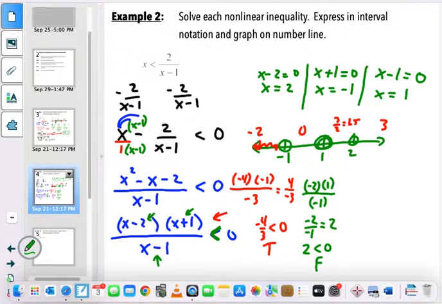A value in between 1 and 2, we picked 1.5 or 3/2 there. So 1.5 minus 2 there, we get a negative 1/2 or a negative 0.5. I think I'm going to use a decimal this time. And then 1.5 plus 1 there is a 2.5. And then 1.5 minus 1 there is a 0.5.